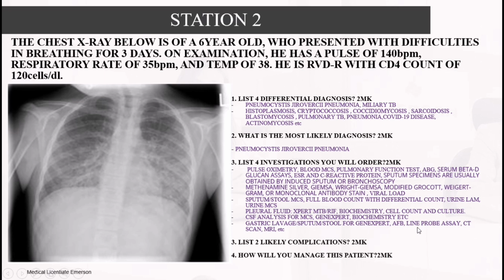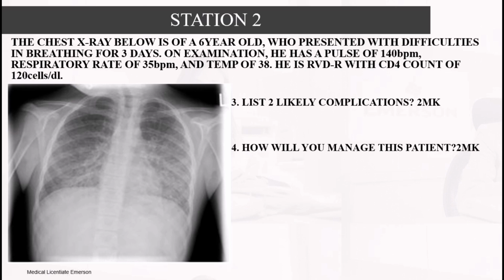But just make sure you get any of the 4 you can remember from this bunch of investigations. So likely complications, there are 2 likely complications. We have respiratory failure and the pneumothorax. These are not the only ones, so you can just pick any, or you can even add others which are going to make sense. But I just decided to go with this, and you can just research for the other complications for PCP.